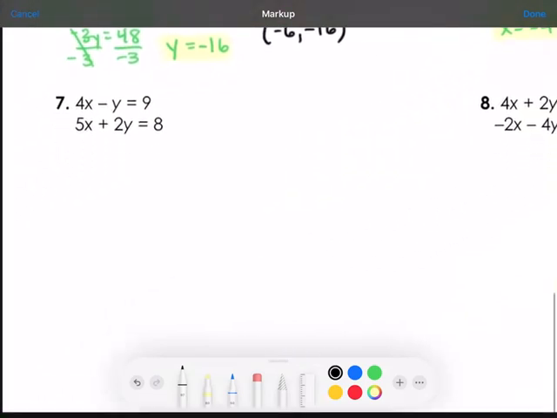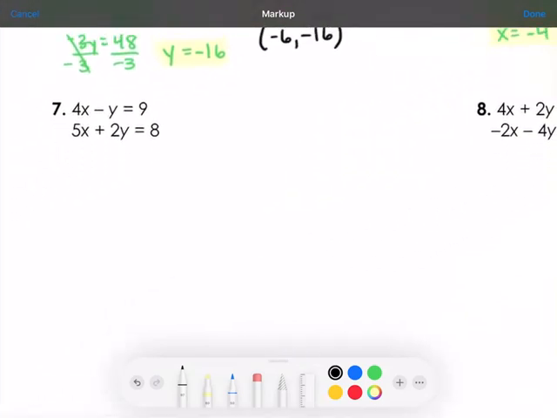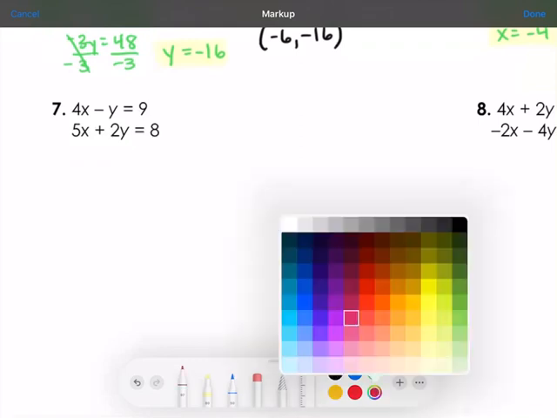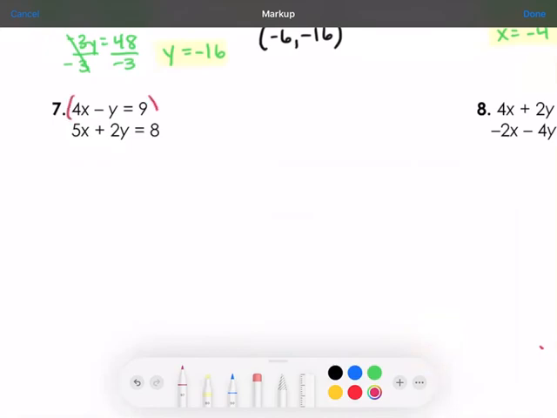All right. Moving on to number 7, I have 4x minus y equals 9, and 5x plus 2y equals 8. So 4 and 5 are not the same, and I can't do anything to the 4 to make it turn into a 5. I have negative y and 2y. So they're already opposite signs, they're just not the opposite coefficient. So I can actually multiply this top equation by 2, and this will turn into a negative 2, which is what I want. So I'll rewrite both.